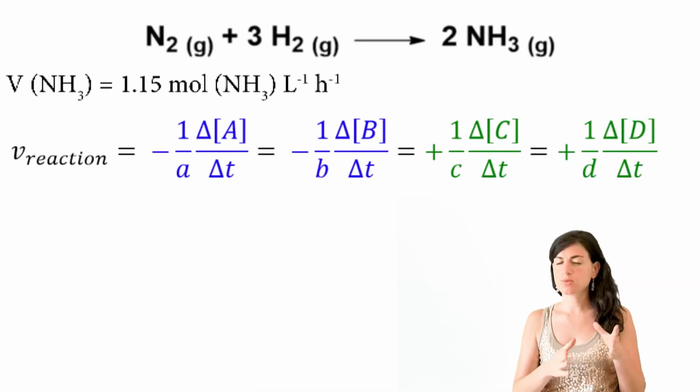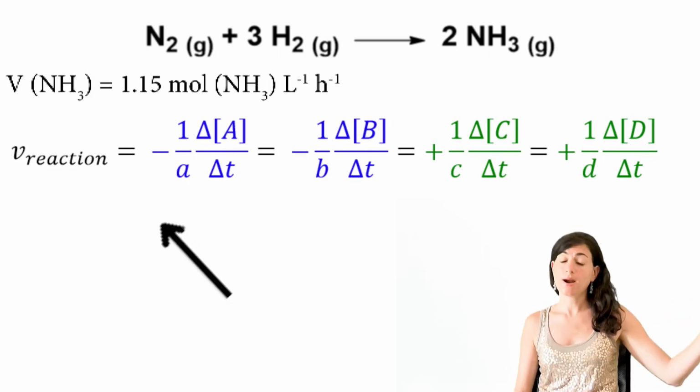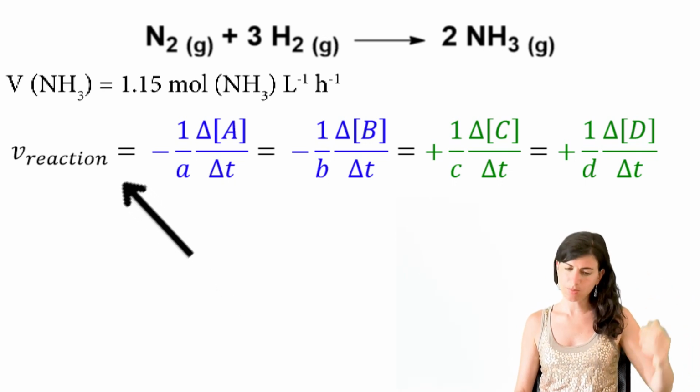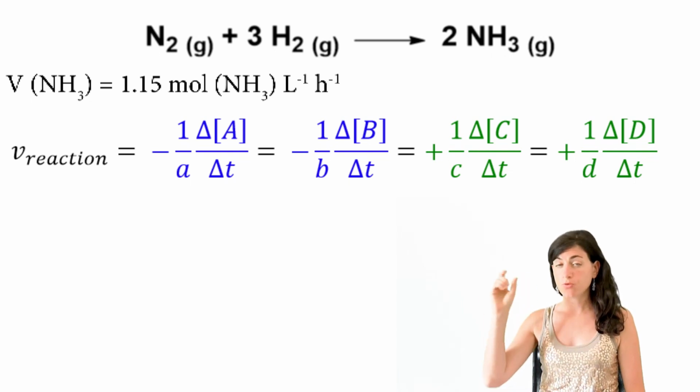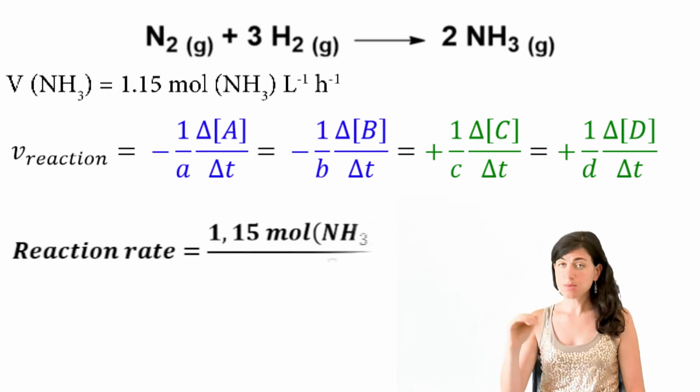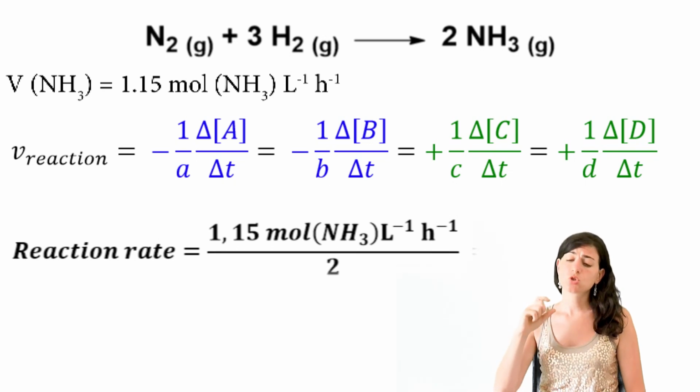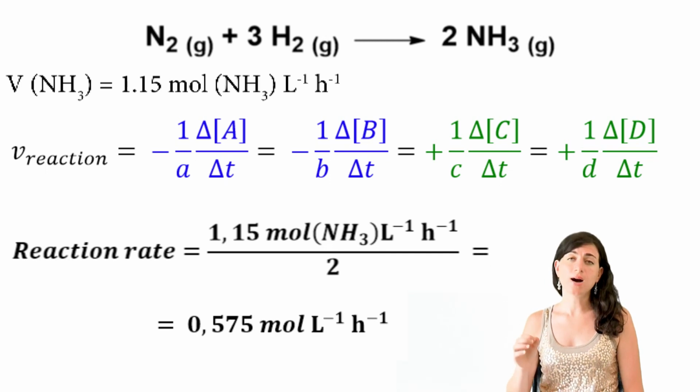So we have to divide the rate of formation or the rate of consumption by the stoichiometric coefficient of that reagent. So it's actually what is written in our generic equation, where there is the speed of the reaction. So simply, in our example, we can take the rate of formation of ammonia and divide it by the stoichiometric coefficient of ammonia, so by 2. The result will be 0.575 mole over liter and hours.